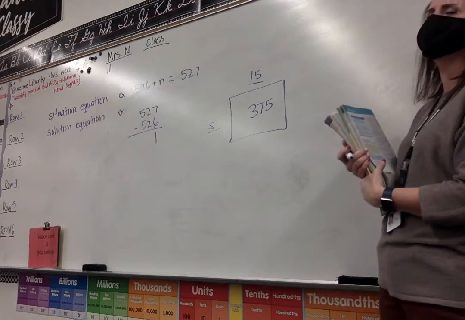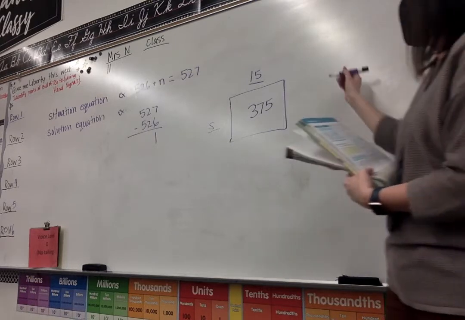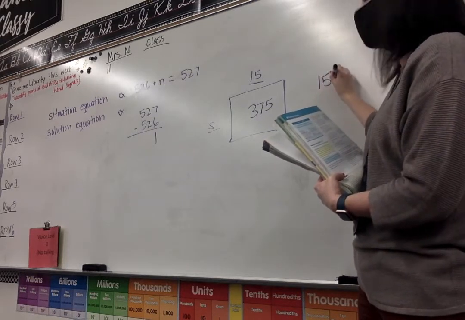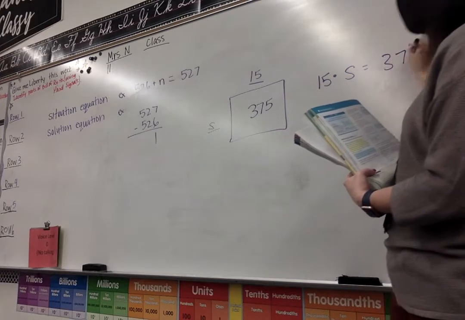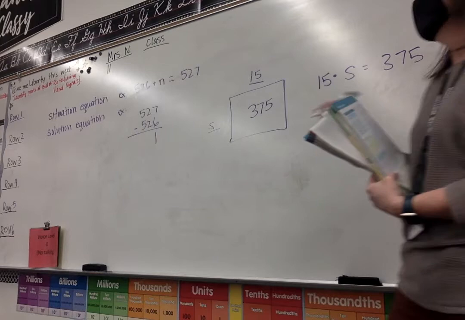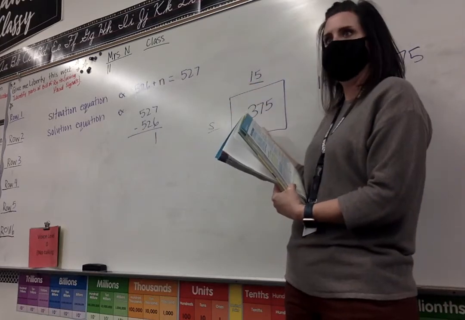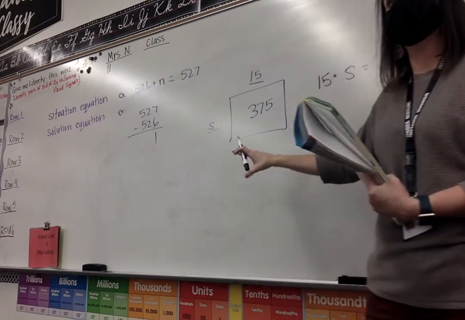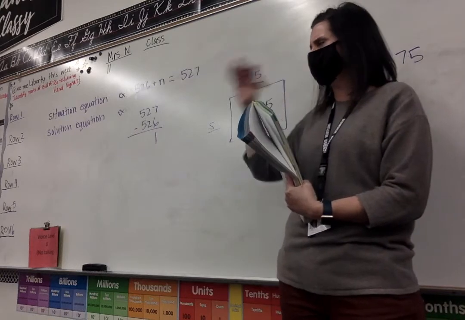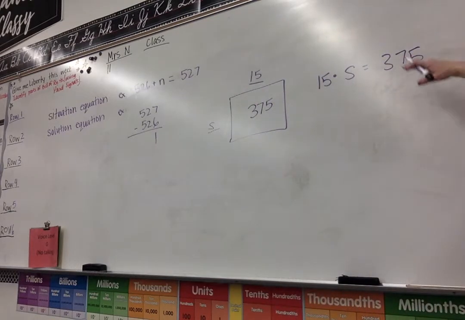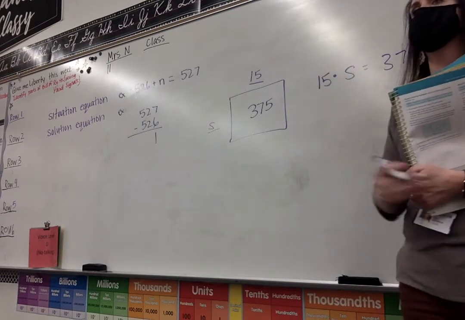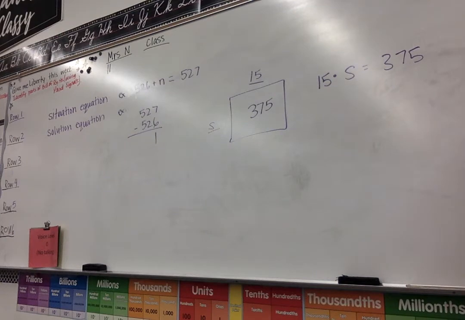Okay, so our situation equation is going to be 15 times S equals 375, right? Length times width equals area. Even though we're not talking about area, this is just a good visual for us. It's a good model because it shows something times something equals something. What is our solution equation? Raise your hand and let me know what our solution equation would be.